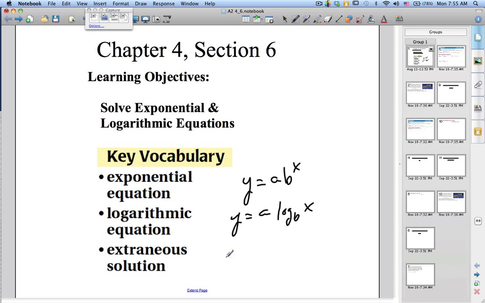Because there are domain restrictions, particularly in logarithms, and we're working with exponentiating and taking logarithms of either side of equations, there is the potential that we will have extraneous solutions, much in the same way as when we were squaring and square rooting. It created the potential for an extraneous solution, so it's something to stay aware of and something you'd want to check for at the end of the problem.